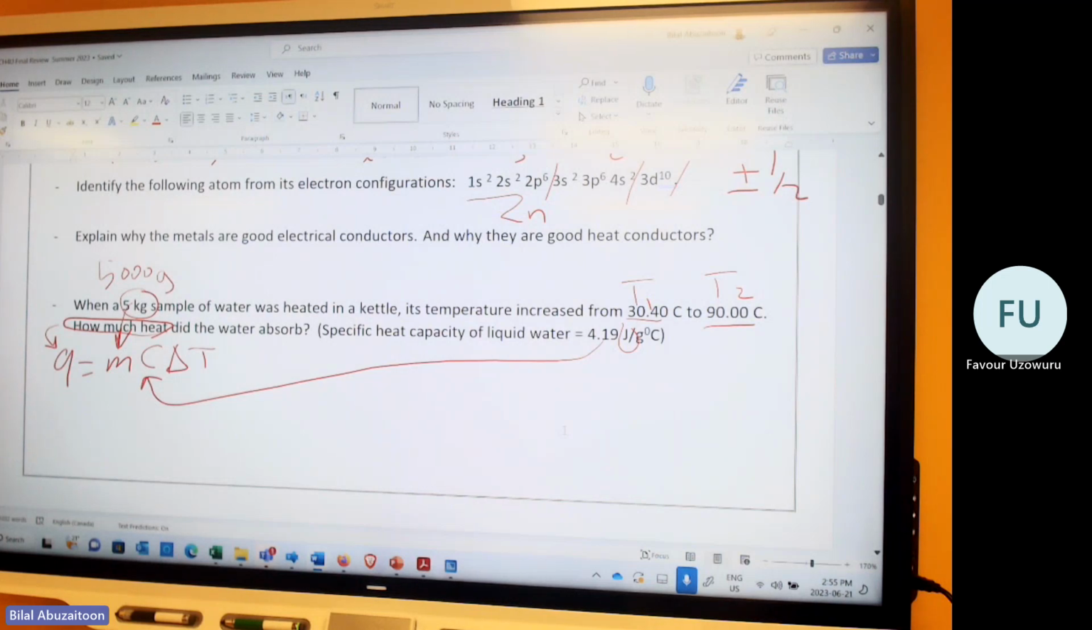4.1. Converting. Are we converting any? No, just the 5 kilograms, because it should be in grams. The unit for C is joule per gram degree Celsius. So the unit of Q should be in joule, the unit of mass should be in gram, and the unit of temperature should be in Celsius, not Kelvin, not Fahrenheit. Okay.